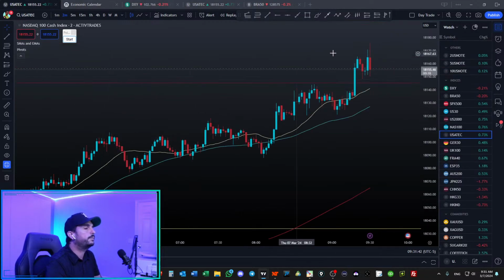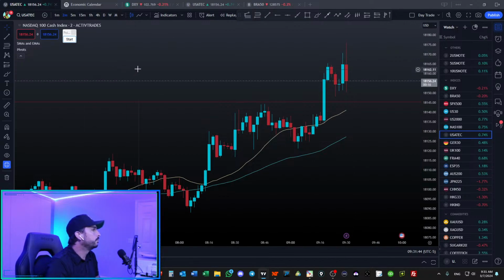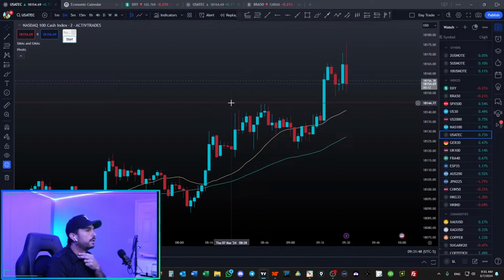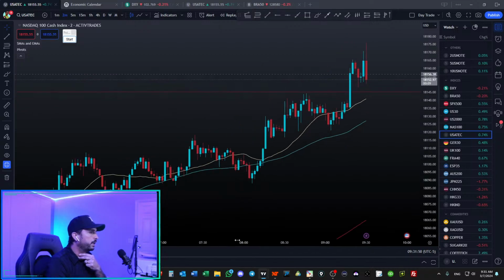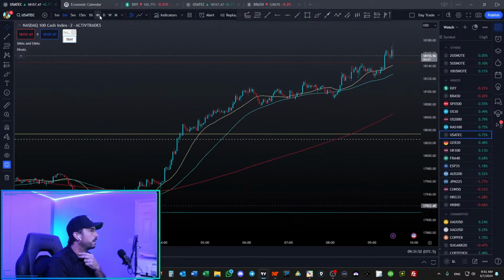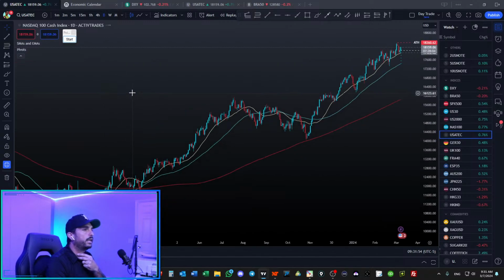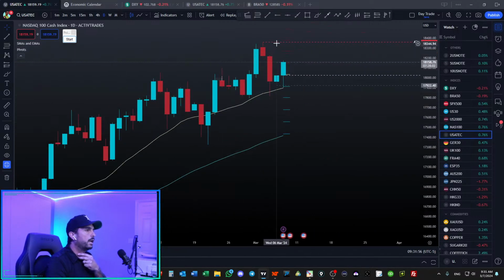All right. Opening right there, Nasdaq, it's open. It just crossed the pivot. It didn't cross the all-time high yet. Let's go back to the daily. Now, as you can see, the all-time high is right there. We got one more resistance before we reach that.